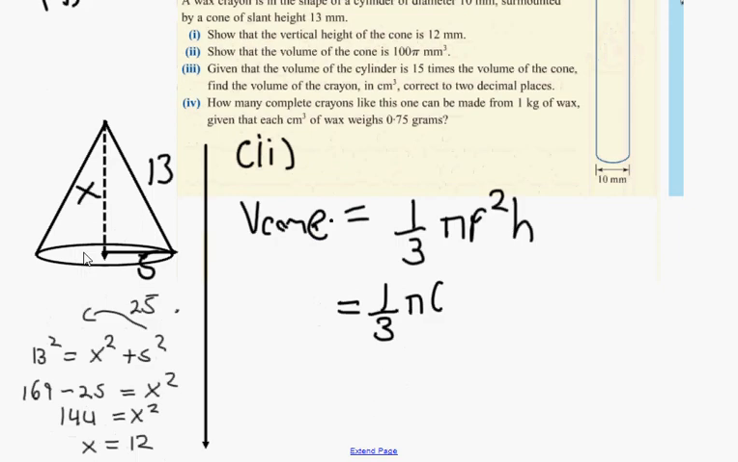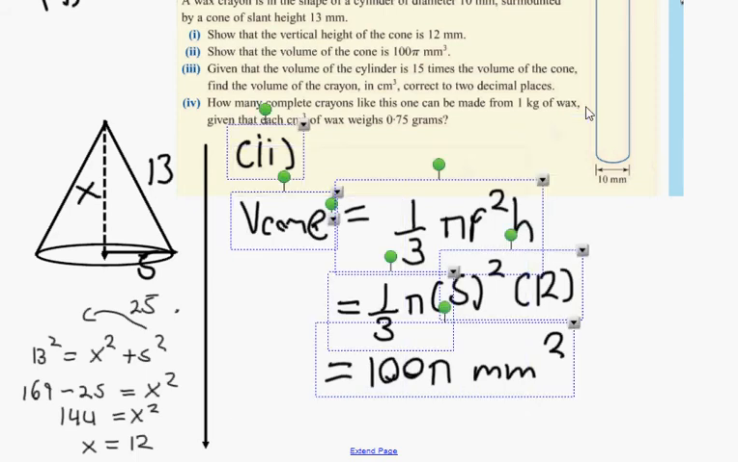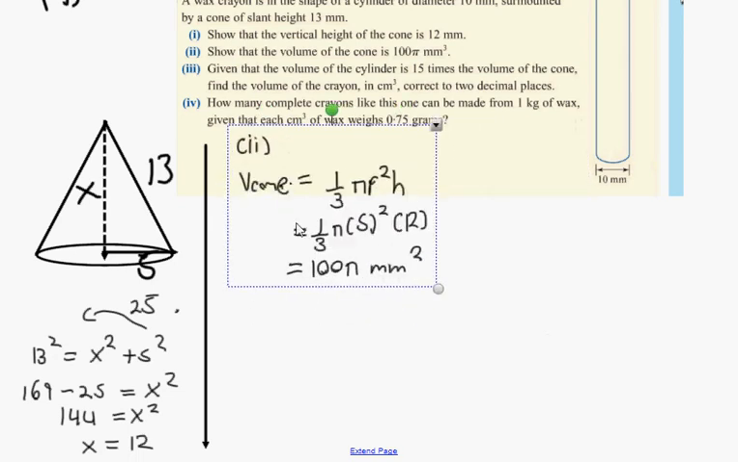So can somebody put that into the calculator quickly and tell me what it is? It's going to be 100 pi millimeters squared. Okay? So that's the answer from there, okay? So that's part 1 to the left, part 2 in the middle, and now we're going to do part 3.